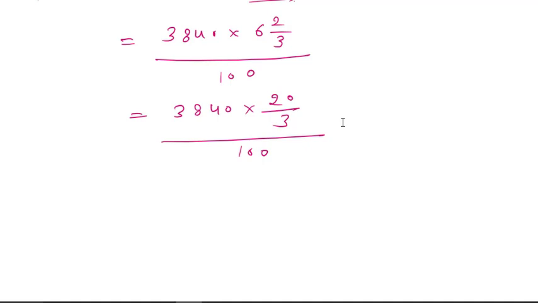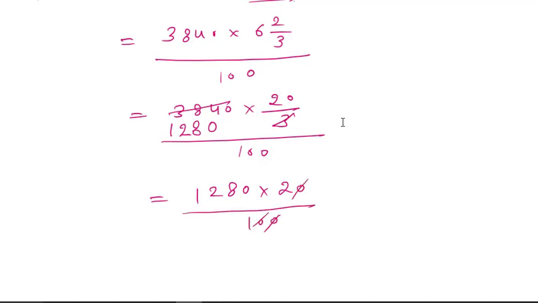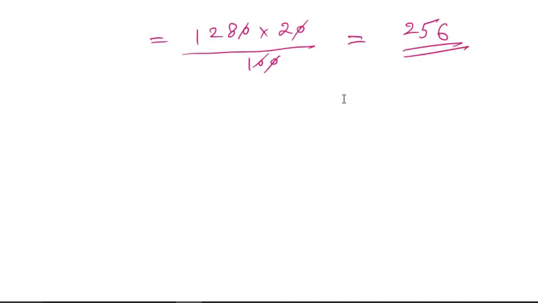So 8 plus 4 is 12, 12 plus 3 is 15. So I can cut this with 3. 3 1s are 3, 3 2s are 6, 3 8s are 24. So your final answer is 1280 multiplied by 20, whole divided by 100. This 0 and this 0 cancel. Now 2 8s are 16, 1, 2 2s are 4, 1 5, and 2 1s are 2. So rupees 256 is the interest for third year.